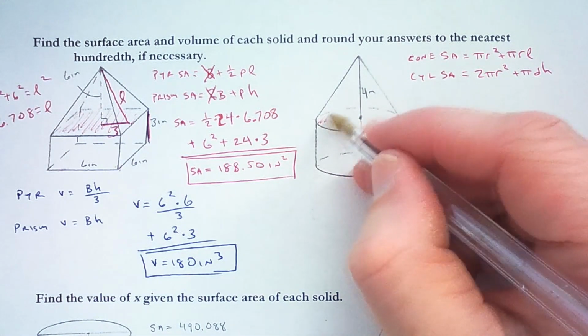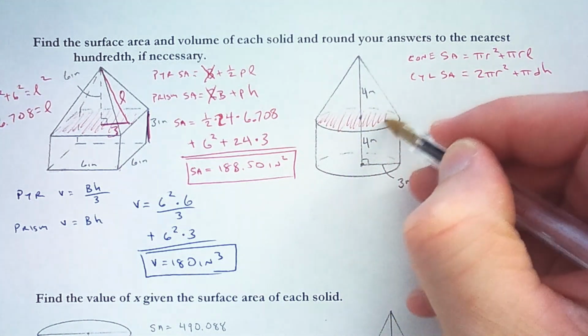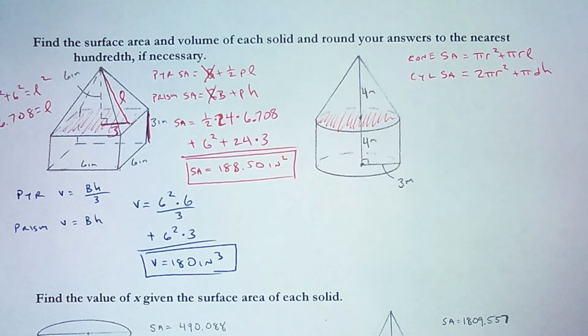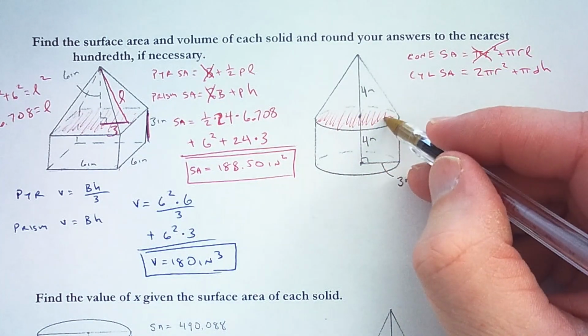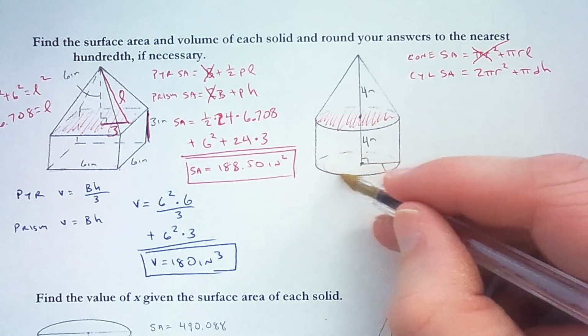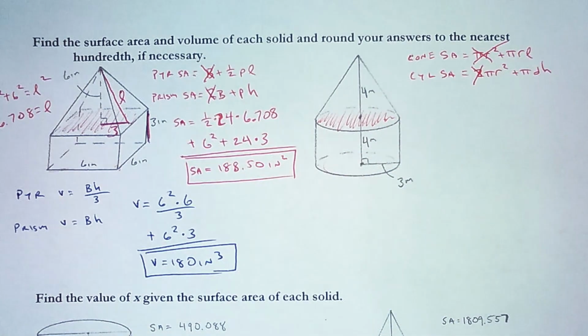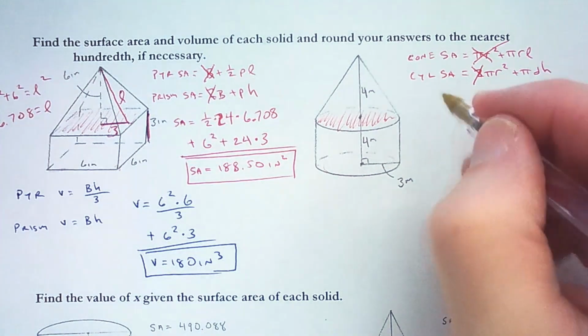Now we have a base right here for the cone and the cylinder, where they cover each other up. So that means the cone does not have a base, so there is no pi r squared for the cone. The cylinder is also missing a base on the surface. It only has the one base down here on the surface, so not two bases, just one base.